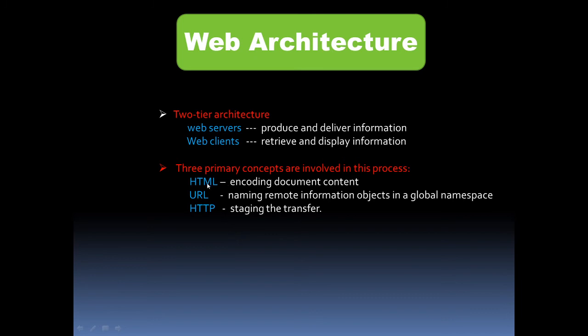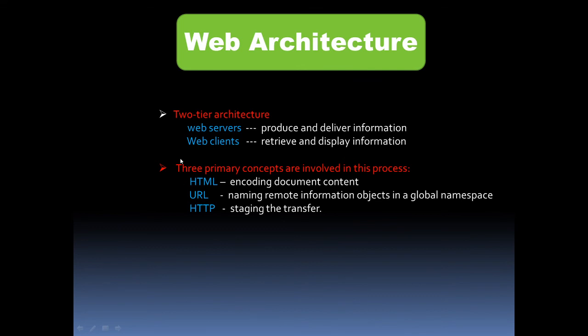The first one is known as hypertext markup language, that is called HTML. It's a primary language which is used to encode document content. How to design your web page? That's by using HTML. Okay, so more than one tag is used for designing a web page, and some hyperlinks are also used, that is to link one web page to another web page.